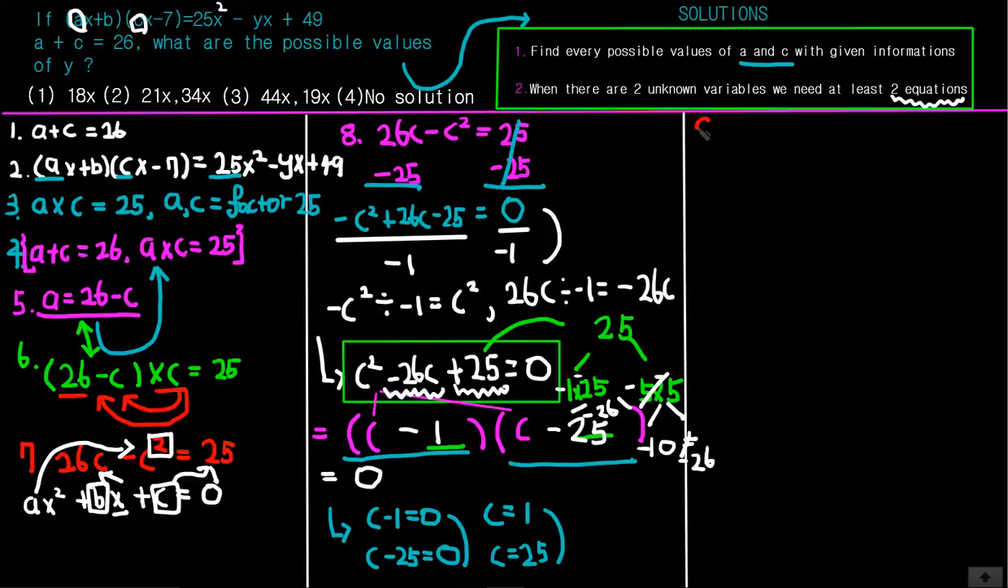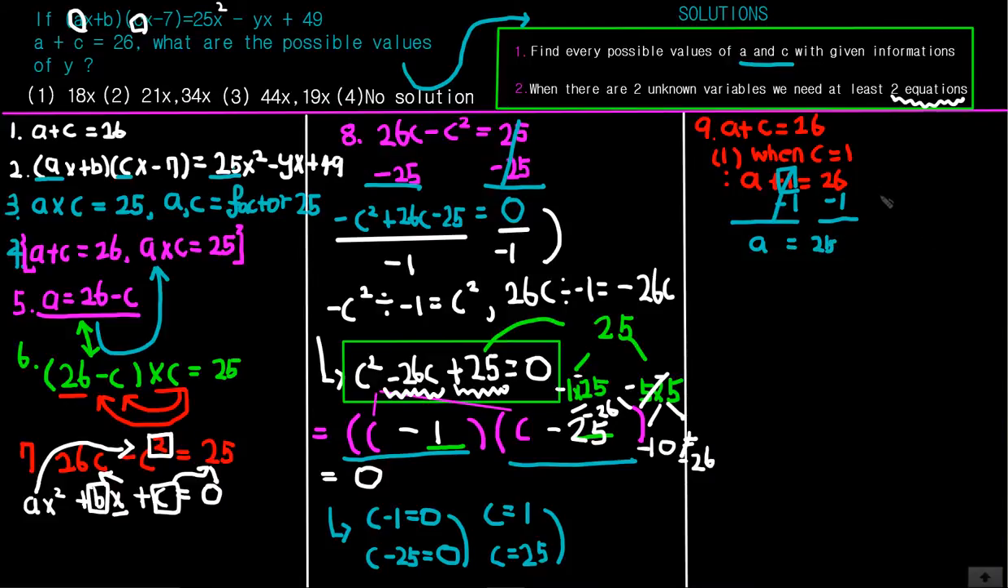So in step 9, a plus c is equal to 26. We can input our values of c. First, when c is equal to 1, it is going to be a plus 1 is equal to 26, where the 1 is from the c value. So we can find our solution for a. We can subtract 1 from both sides, and then we get a should be equal to 25. So that will be the value of a.